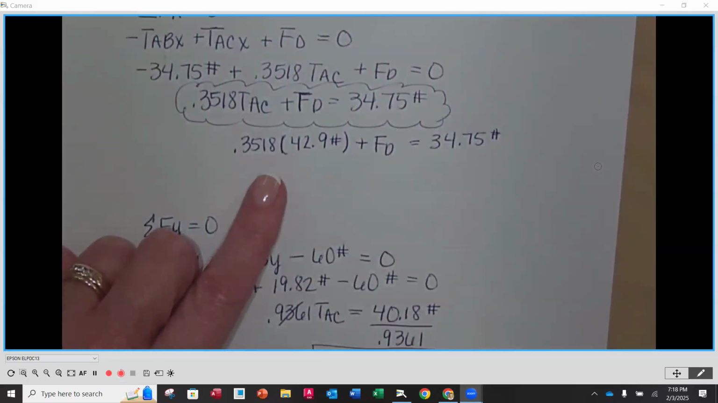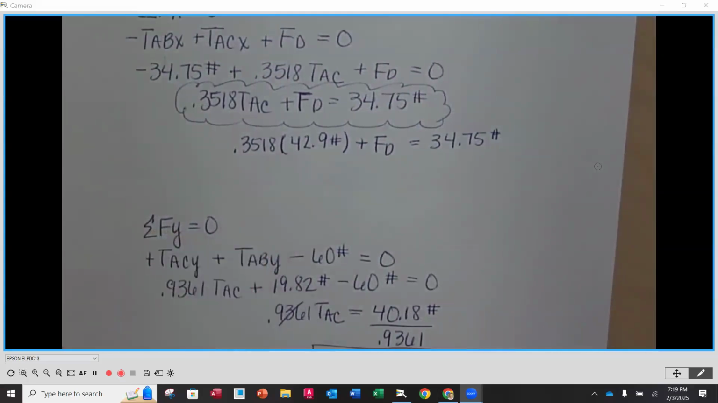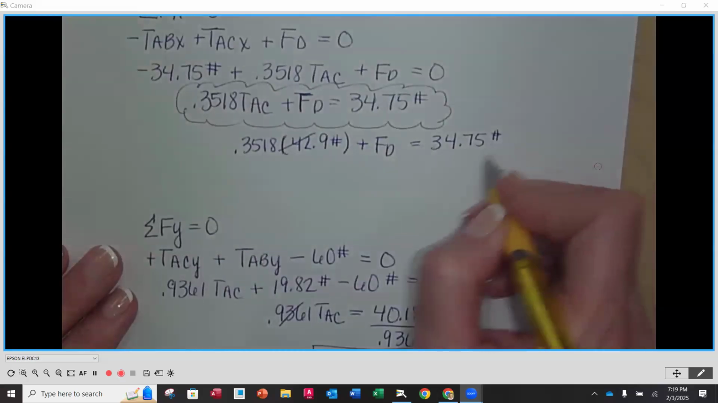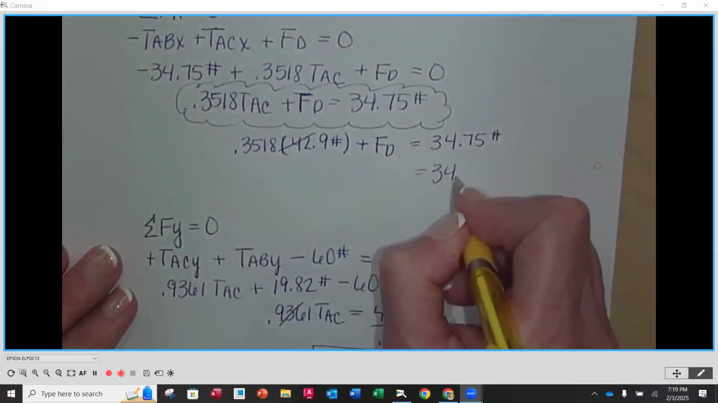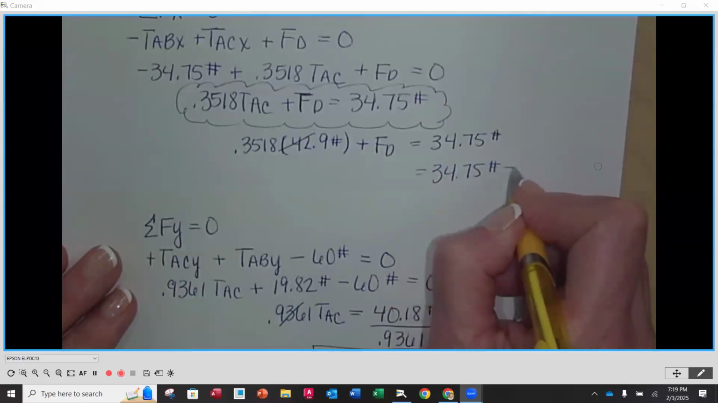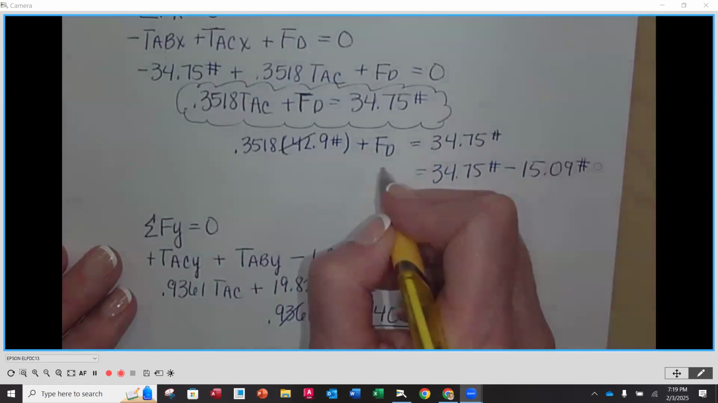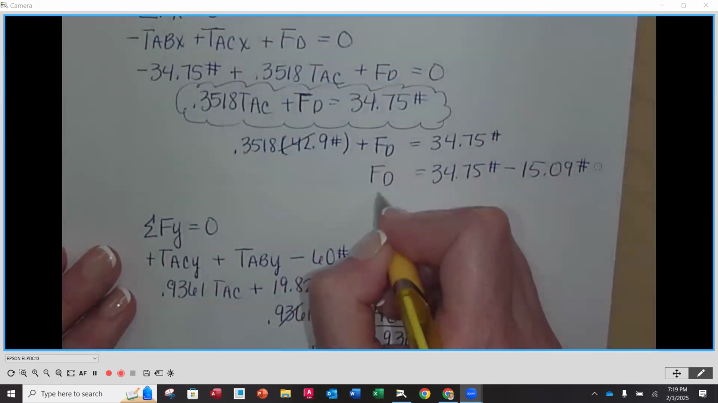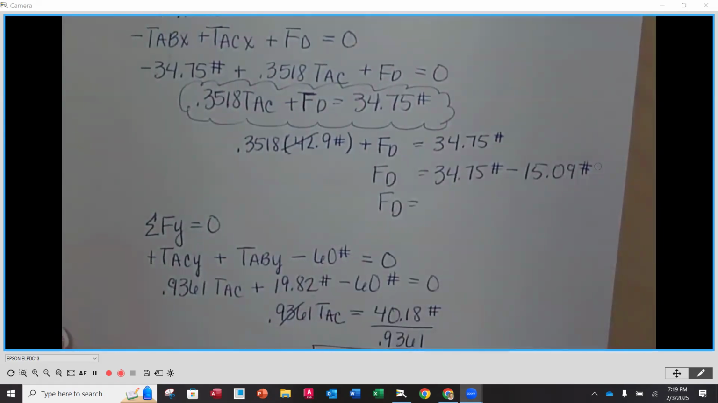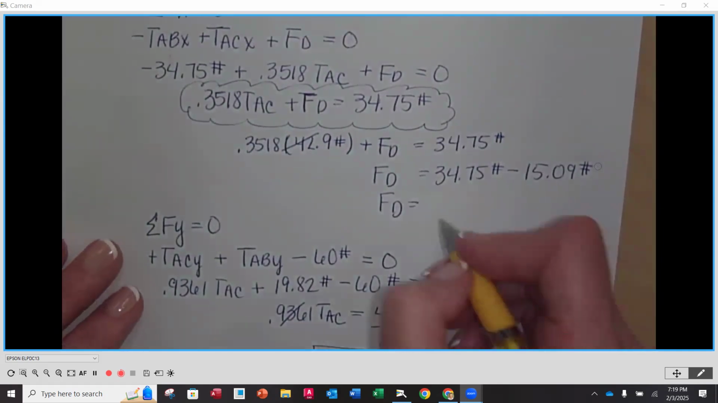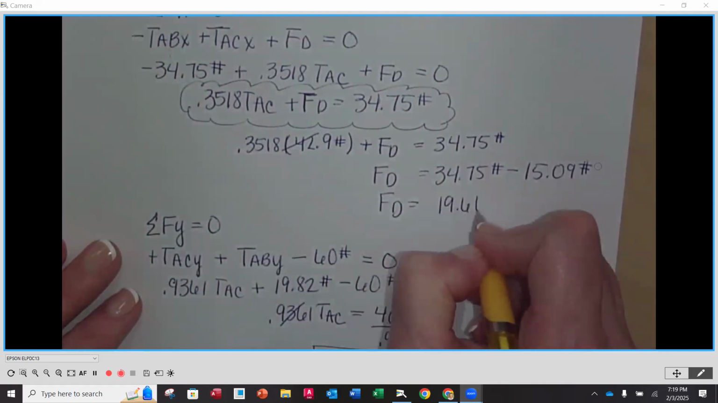So 0.3518 times 42.9, that's going to be 15.09. So it's going to be 34.75 pounds minus 15.09 pounds is equal to FD. So FD should be 19.66.